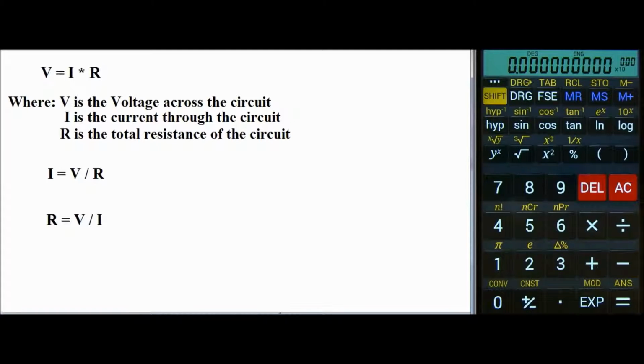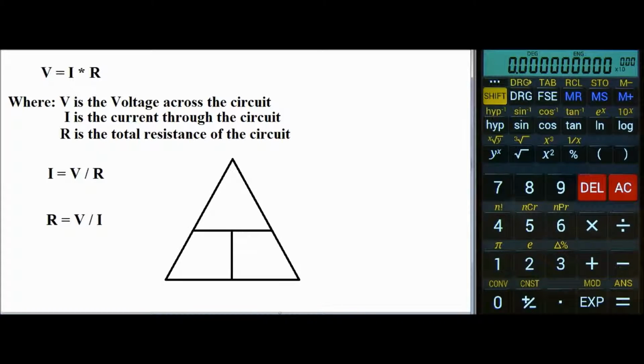A convenient way of remembering all three formulas is to put them into a format that's easy to remember. A lot of people like to use a circle. I prefer to use a triangle. When we look at all three formulas, we see that I and R are multiplied together, and V is always divided. So what that allows us to do is put V on the top of the triangle, and then I and R at the bottom.